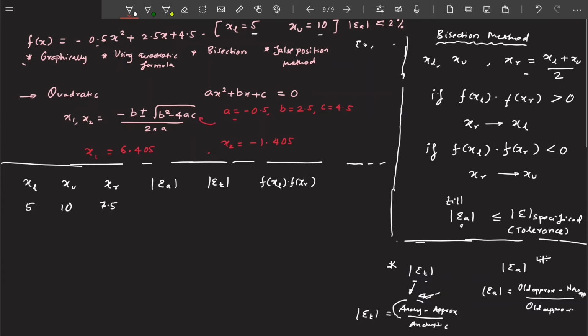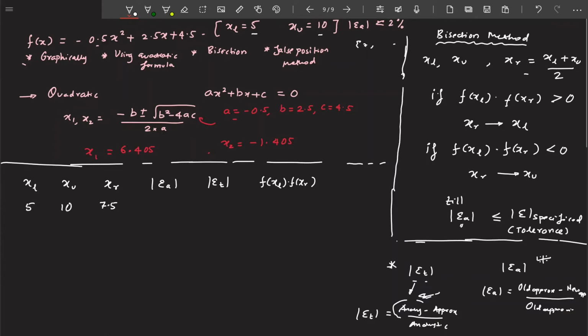Now the question is how you're going to find the approximate error. The formula for approximate error is the new approximate value minus the old approximate value. In this case it should be XR new minus XR old, upon XR new. But we don't have any value of XR old, so we'll have to wait for one iteration. So there won't be any approximate percentage error for the first iteration.